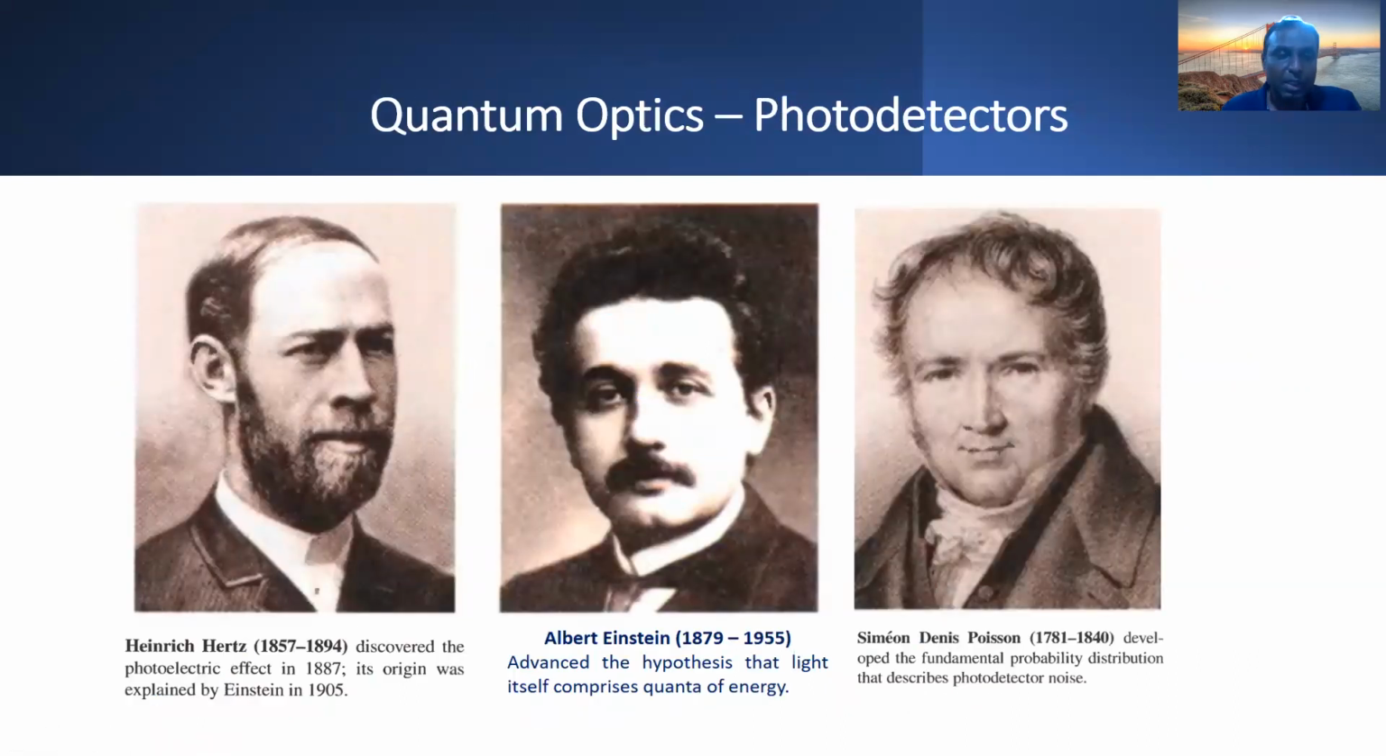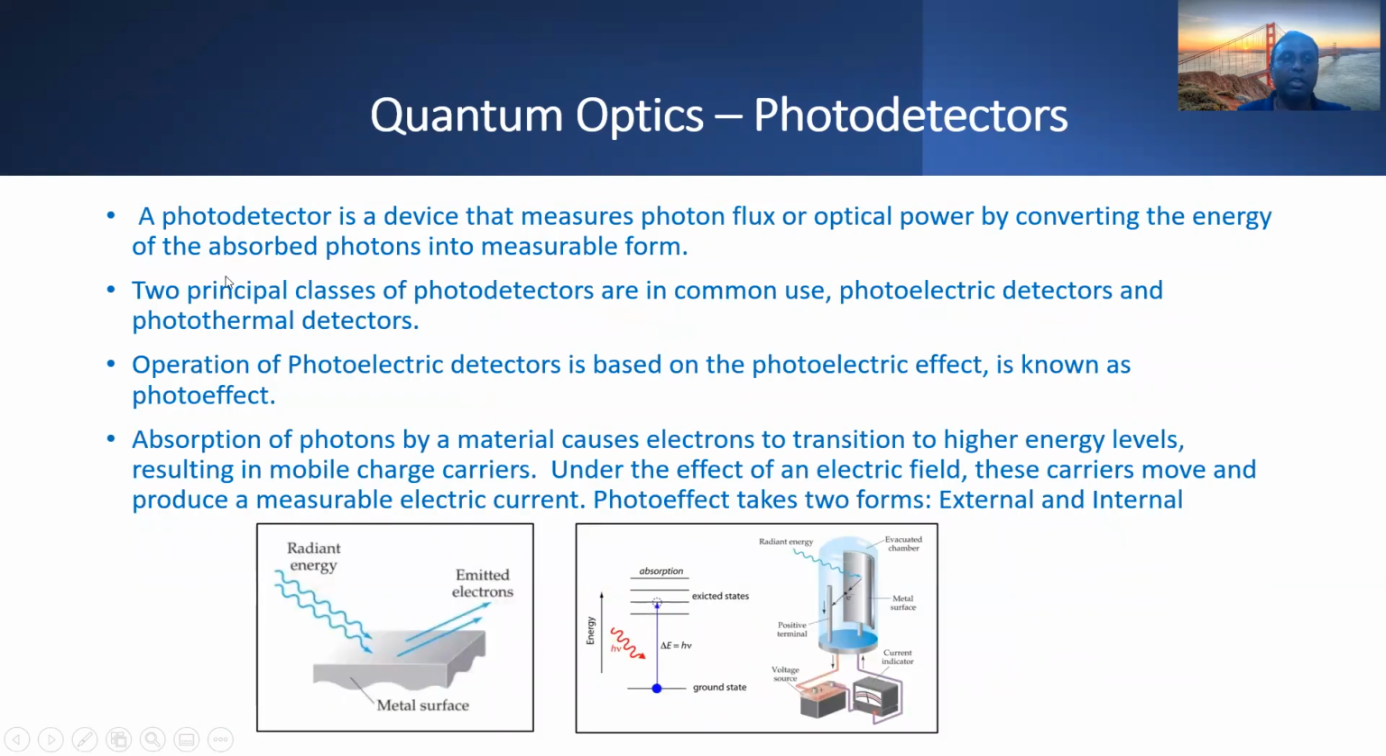Photodetector. Heinrich Hertz discovered the photoelectric effect in 1887, and its origin was explained by Einstein in 1905, where Einstein advanced the hypothesis that light itself comprises quanta of energy. Mandel and Wolf developed the fundamentals of the probability distribution that describes a photodetector. A photodetector is a device that measures photon flux or optical power by converting the energy of the absorbed photon into a measurable form. Two principal classes of photodetector are in common use: photoelectric detector and photothermal detector.